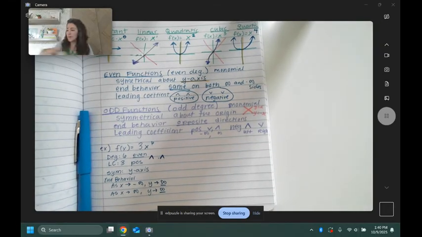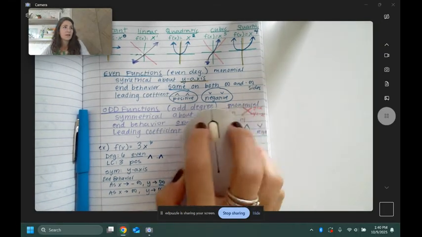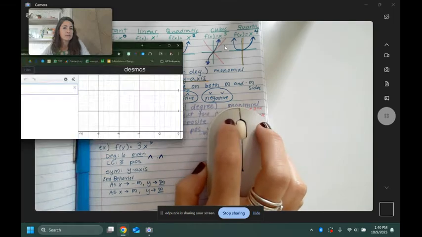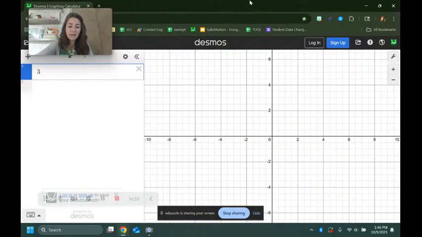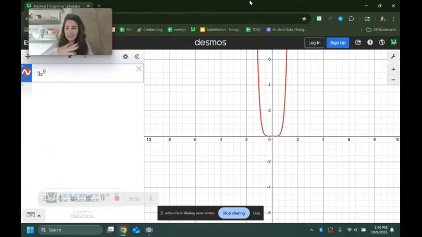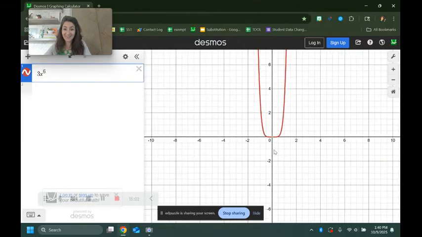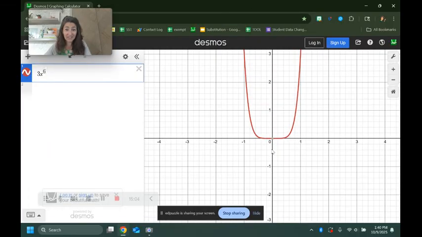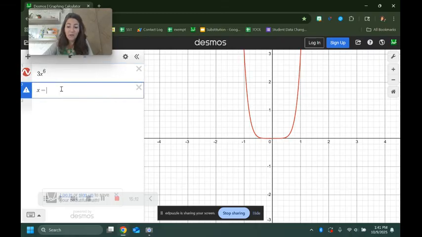All right, so let's pull up a graph of this. 3x raised to the sixth. All right, so there it is. So very clearly, yes, it is going up in both directions on the left side and the right side. You can tell it is symmetrical about the y-axis. You see that blue line cuts it right in half. I could fold the graph in half. It would land on itself because it is this monomial.